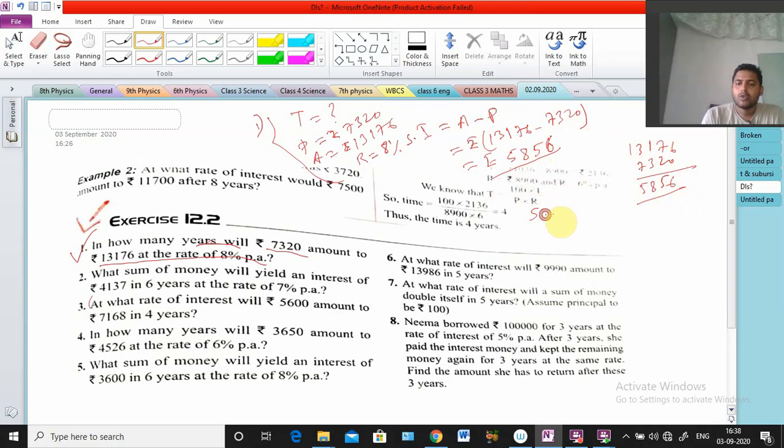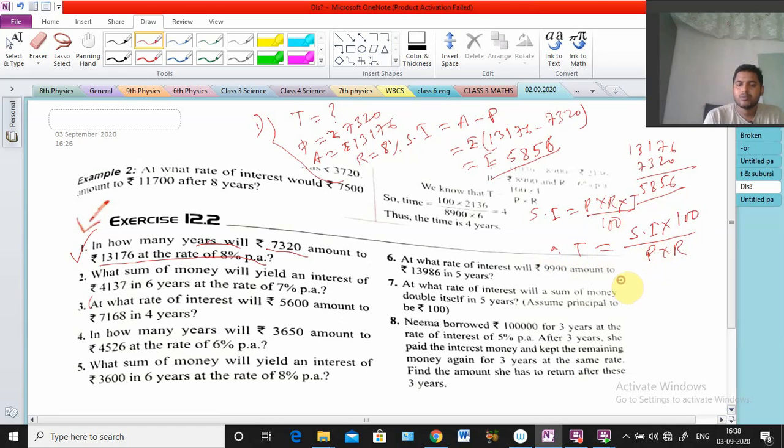So our formula, we know that SI equal to P into R into T by 100. Clear or not? Okay, so now we need T, so we find out T. T equal to SI into 100 by P into R. Clear or not? Just put the values everyone. SI, how much, sir? SI we are getting rupees 5856.